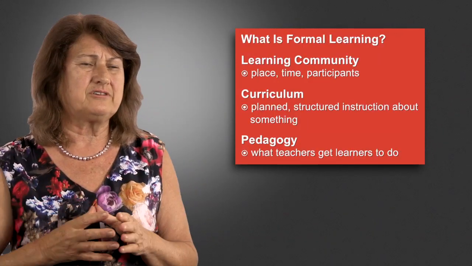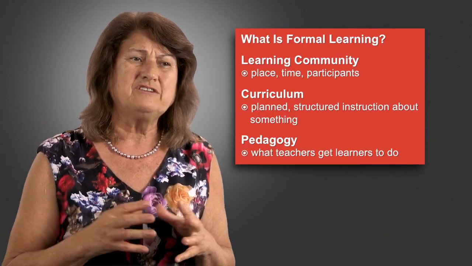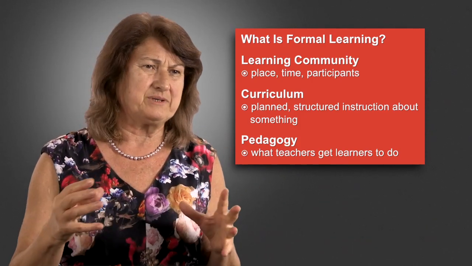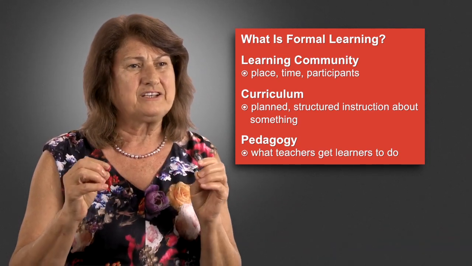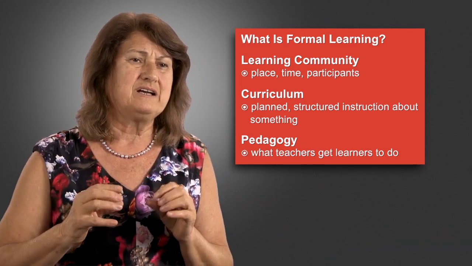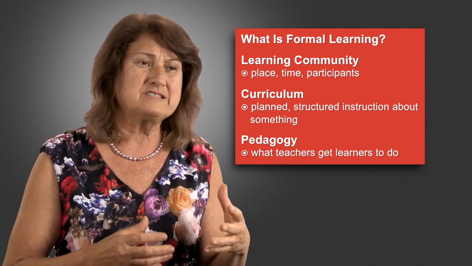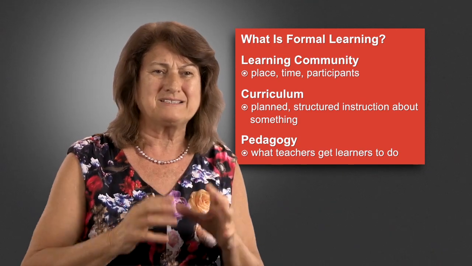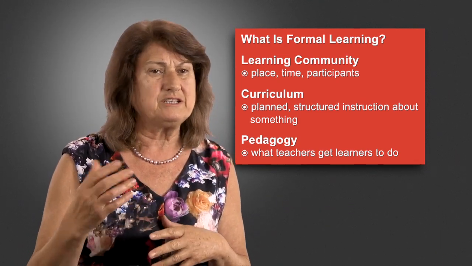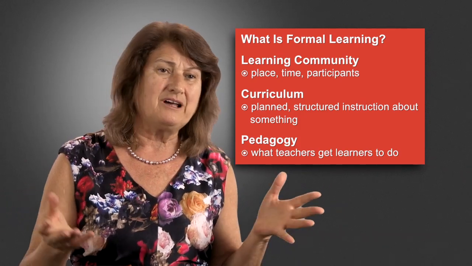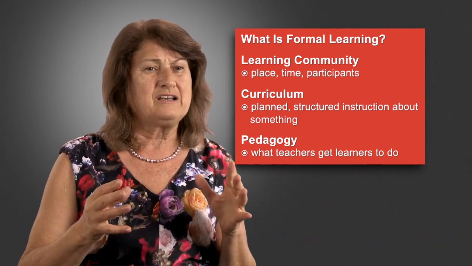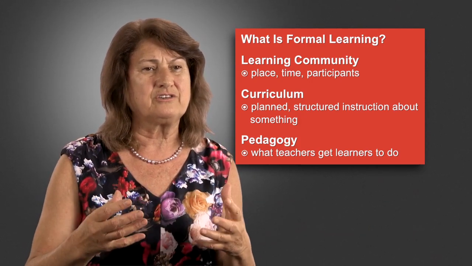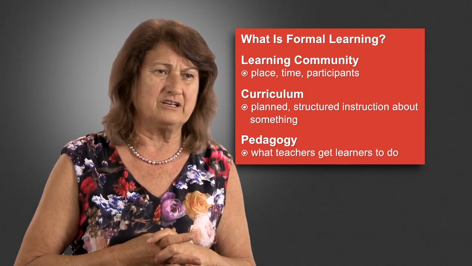What is formal learning for us? What does it involve? Well, of course, it involves a learning community in a place, in a time, and it has participants. And these factors shape what happens in significant ways. There's also something that we call curriculum, and that is the planned, structured instruction about something. It could be music, could be history, it could be about how to be polite in different contexts. It could have any kind of thematic, but it's the intervention that occurs around a particular learning goal.